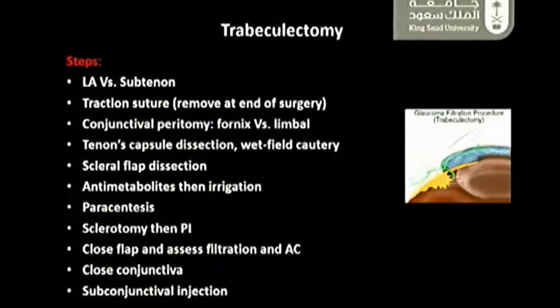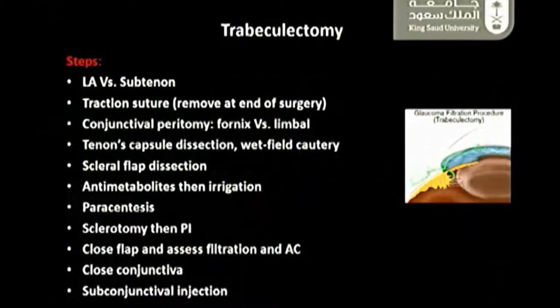The steps are very simple. You just need to give the patient local anesthesia. You can do it under subtenon anesthesia as well. You need to put a traction suture in the cornea near the limbus superiorly so that you can pull the globe inferiorly. Then a conjunctival peritomy, either fornix or limbal based. Now mostly it's fornix, because you want to have a low diffuse bleb. You need to dissect the Tenon capsule, and you have to cauterize to prevent the pooling of blood, because you will have scarring of the bleb if you leave it.